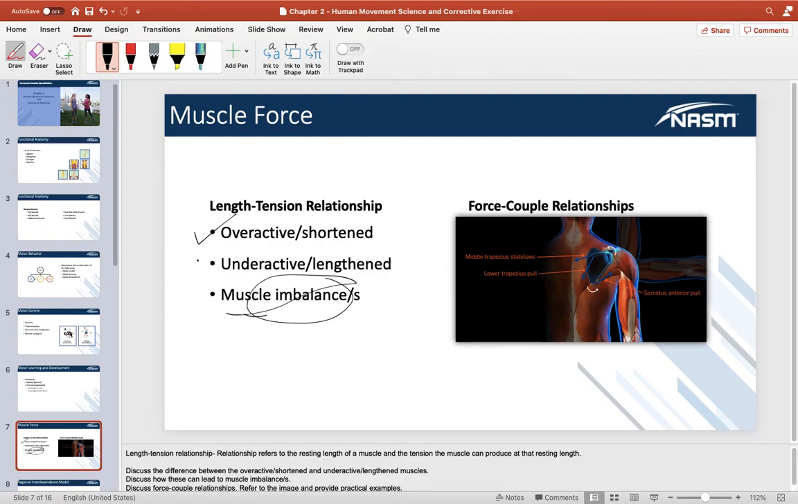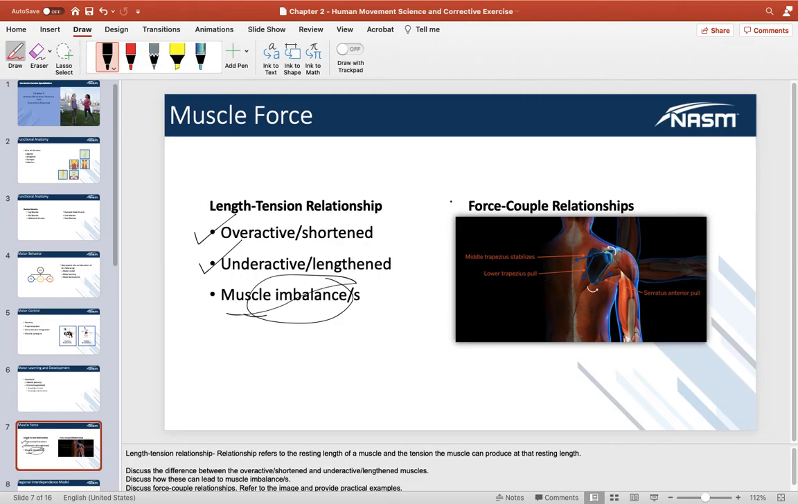Underactive, on the other hand, is lengthened. If it's lengthened and underactive, we are basically taking a muscle that is not being used. It's weak, and we want to make it stronger. The problem is that it creates these muscle imbalances, which then throw off this term over here.